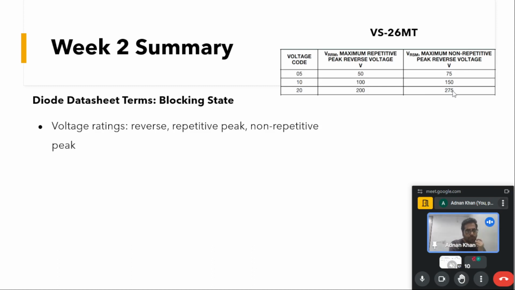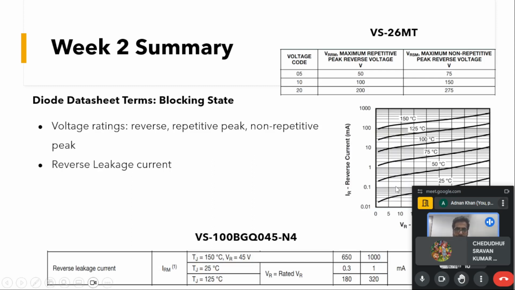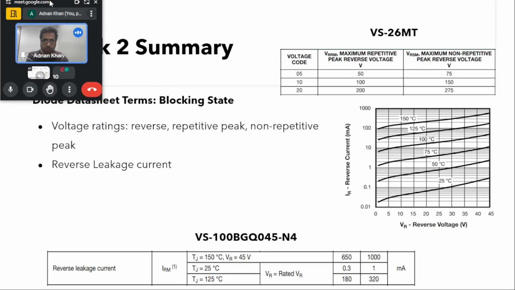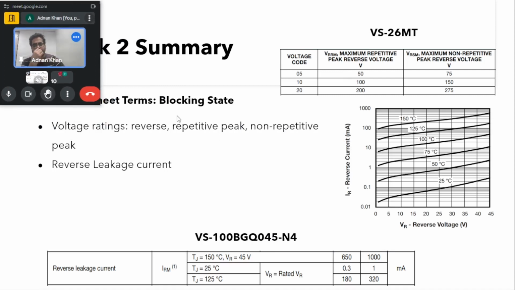That means if we have a pulsed voltage, for the 50 volt device it can go up to 75 volts without damaging or harming the device. But we cannot repetitively give this high voltage to the device. The other aspect, apart from the blocking voltage we saw for the diode in reverse blocking, is what the reverse leakage current is that flows through these diodes in the blocking region.